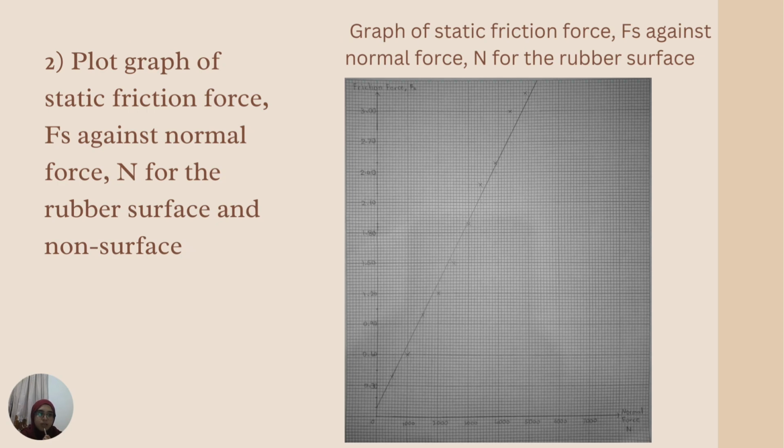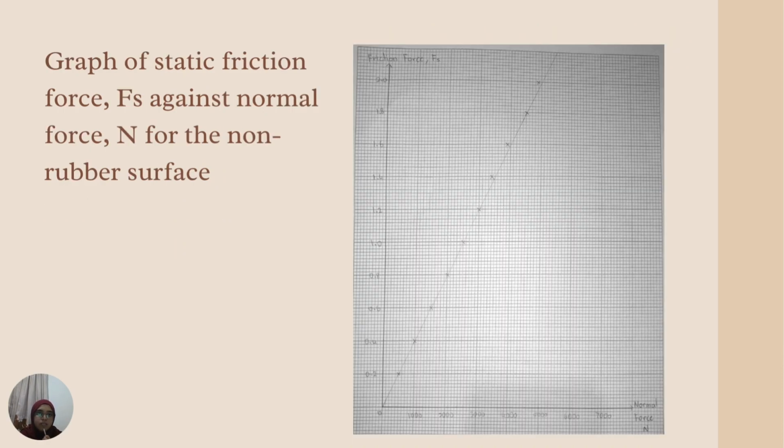The second one is plot a graph of static friction force against normal force for the rubber surface and non-rubber surface. This is the first graph for the rubber surface. It is a non-linear graph, and on the y-axis we put friction force, on the x-axis we put normal force. The next one is the graph of static friction force against normal force for the non-rubber surface. This is a linear graph because it starts from zero, and on the y-axis we put friction force, and the x-axis is normal force.